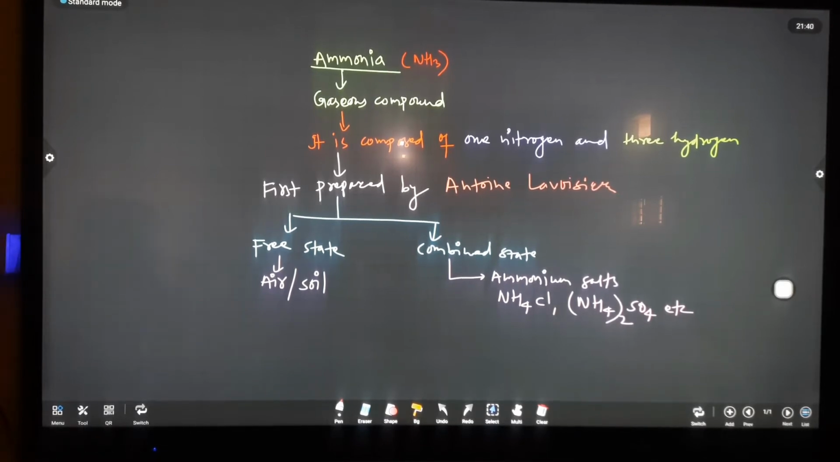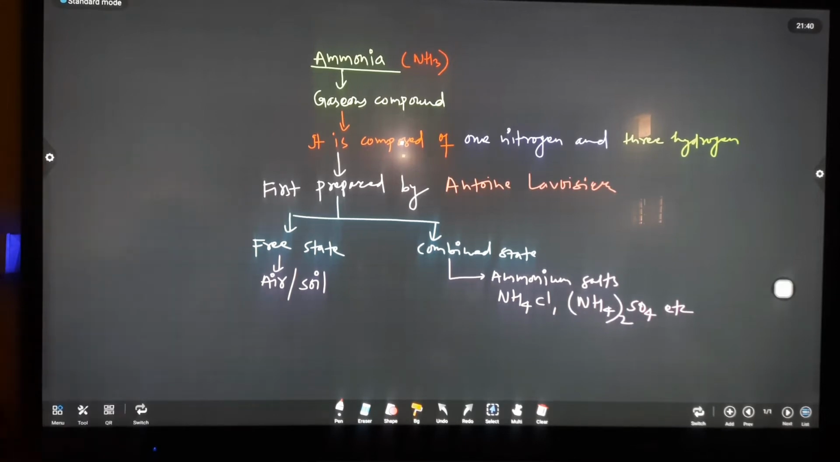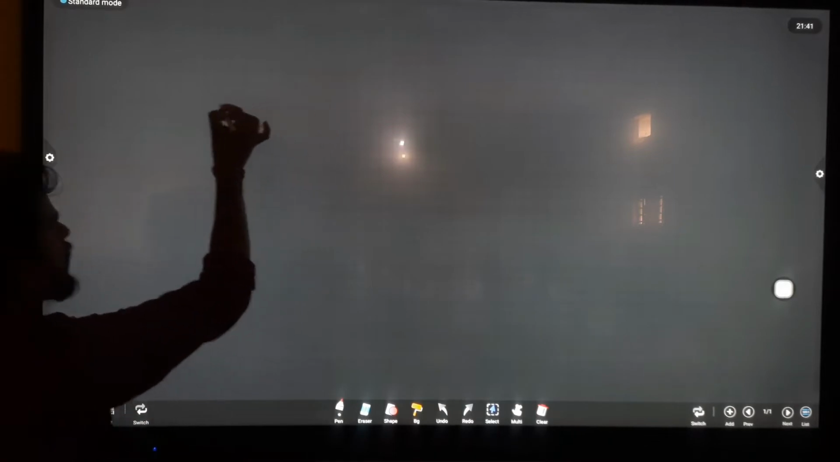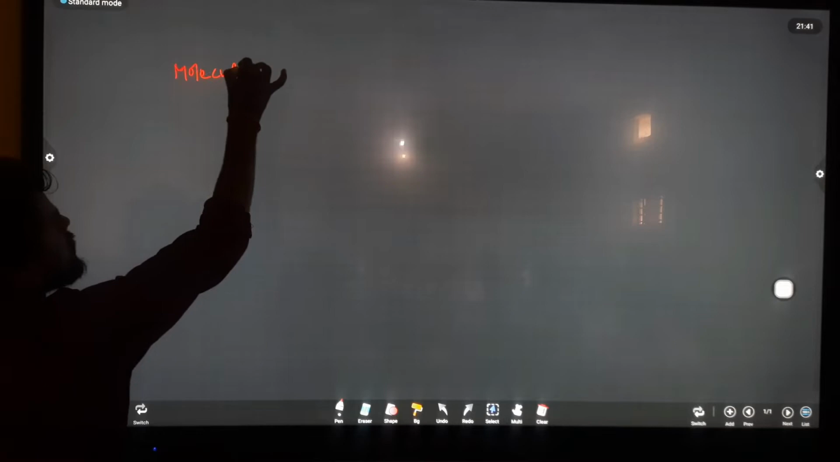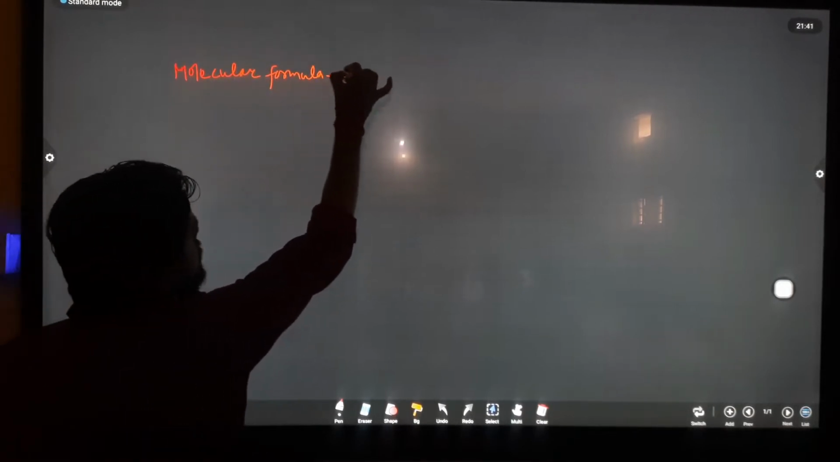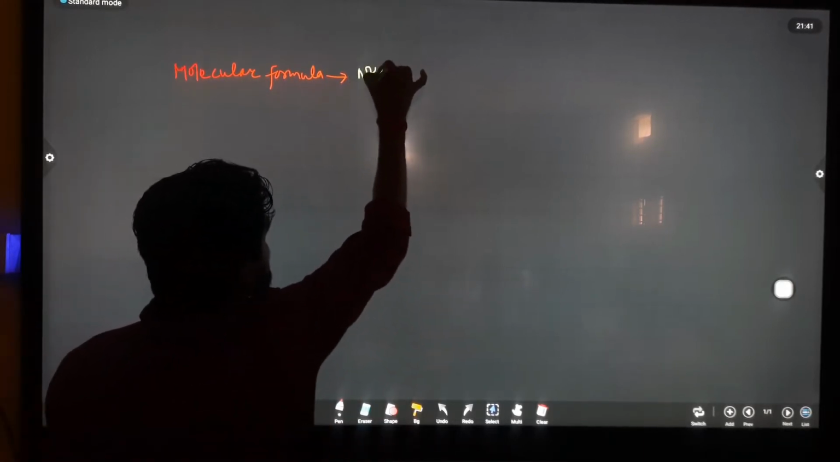Okay, now we will talk about the molecular formula of ammonia. The molecular formula is NH3. Then the molecular structure of ammonia, which I will show. First, let me write. What is the molecular formula of ammonia? NH3. This is the molecular formula, NH3.